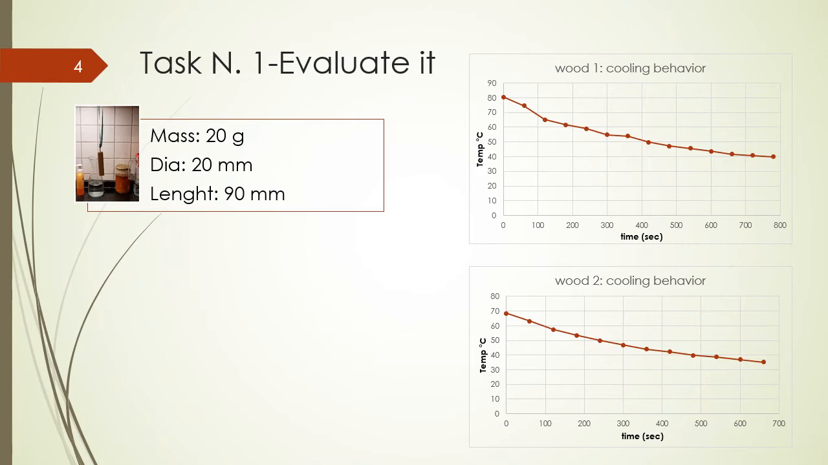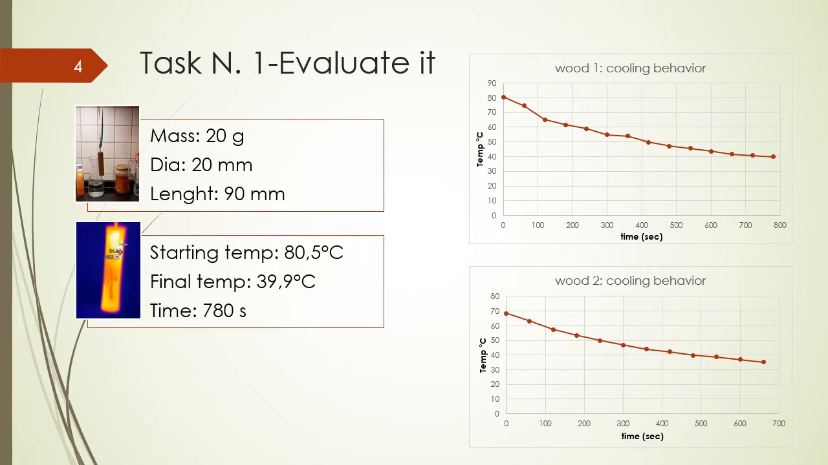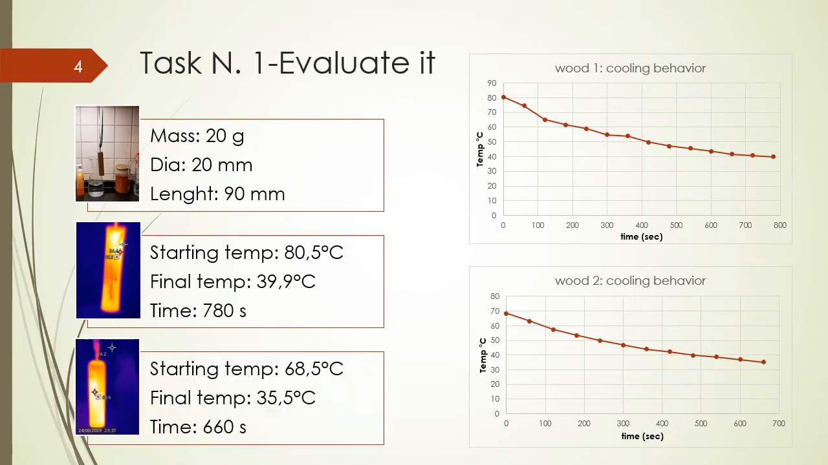The mass of the cylinders is 20 grams, equal, the diameter 20 millimeters and the length 90 millimeters. They are equal. The starting temperature for the first cylinder is 80.5 centigrade and the final is almost 40, and the time during this cooling we measured is 780 seconds. For the second cylinder, the starting temperature is something lower, 68.5. The final temperature is 35.5 and the cooling time 660 seconds.